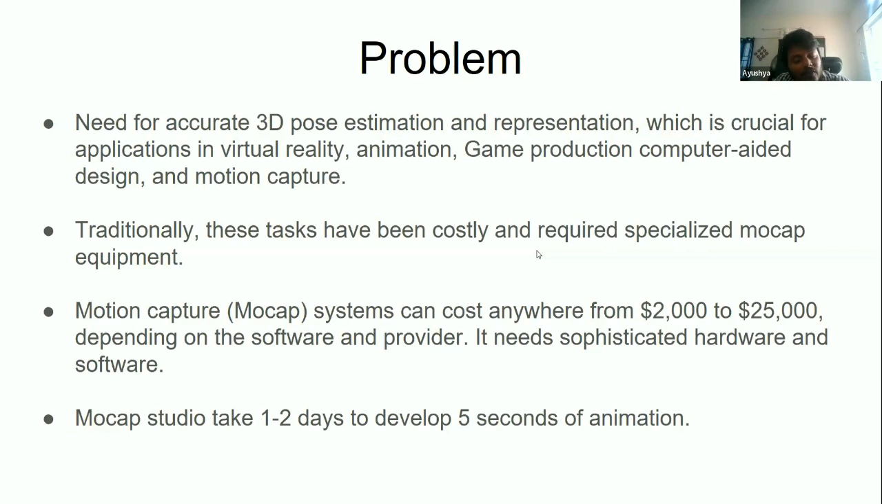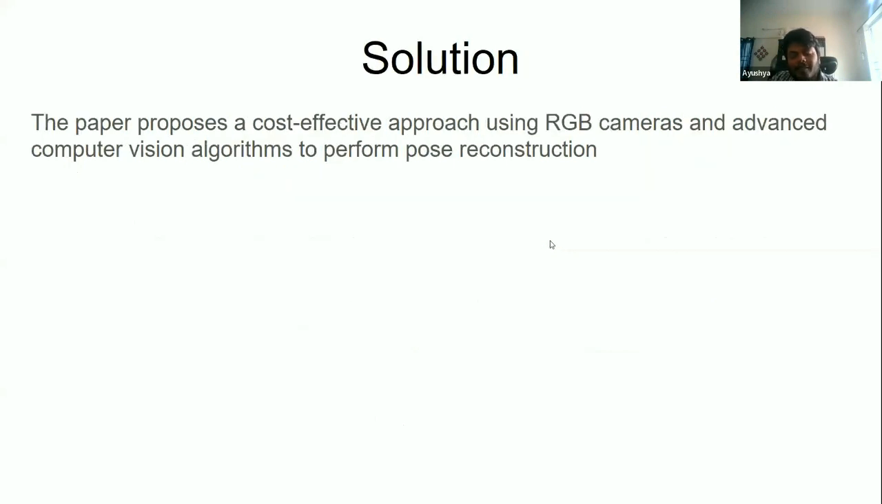These tasks individually are very costly and they take a lot of time to be executed. One example of such a program would be using a mocap system by itself. This can cost anywhere from $2,000 to $25,000 depending on the software, and these mocap studios take around 1 to 2 days to develop simple 5 seconds of animations as well. Now we have identified this problem and we have proposed a solution, which is a cost-effective approach which uses just the normal RGB cameras, and it uses some algorithms to perform pose reconstruction.